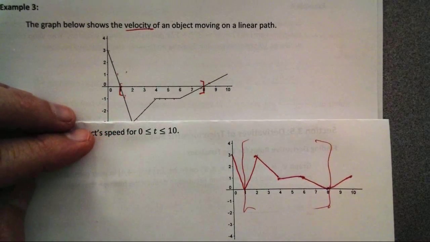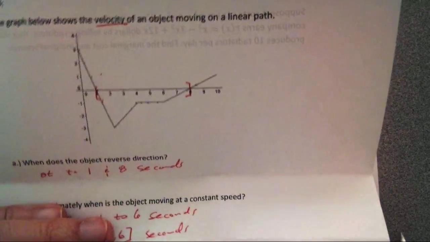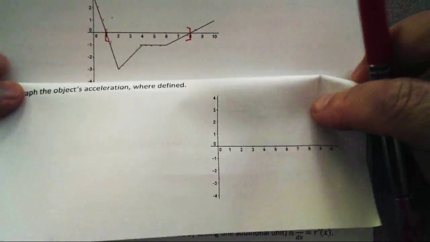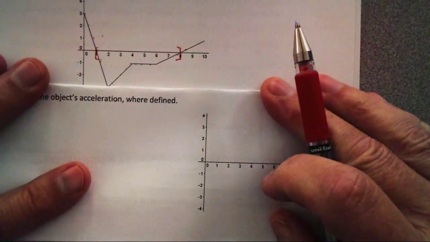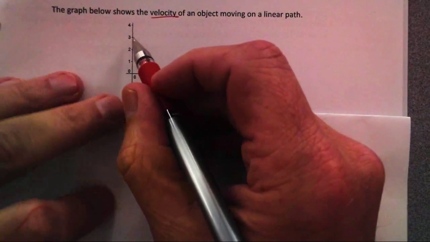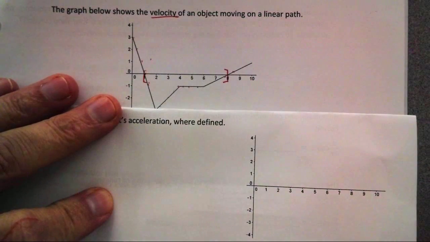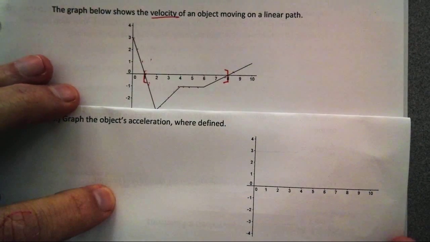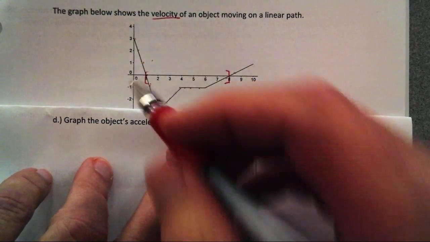Okay? Graph the object's acceleration where defined. Let's take a look. Just following along. I got to fold this guy up to here. Keep my graph just for a minute here. All right, acceleration. This is my velocity. My velocity is -3, and now my velocity is -2. And now my velocity is 0. Graph the object's acceleration where defined.